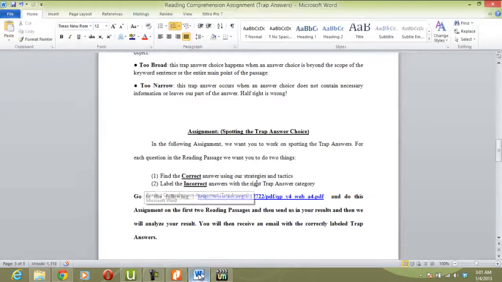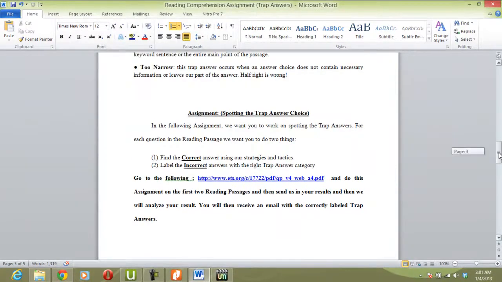So here's an example of what you will need to do for this particular assignment. This is a great assignment, and we really hope that you take the time to do it, because if you become good at spotting trap answer choices, you won't fall for them on the actual exam.